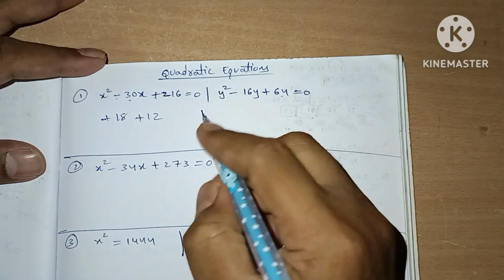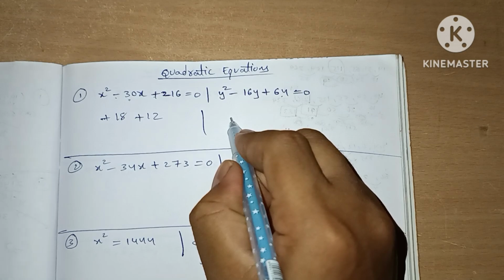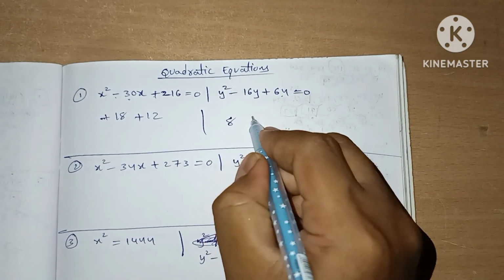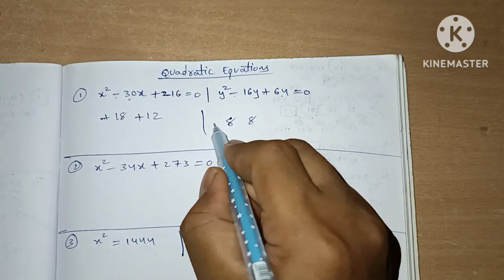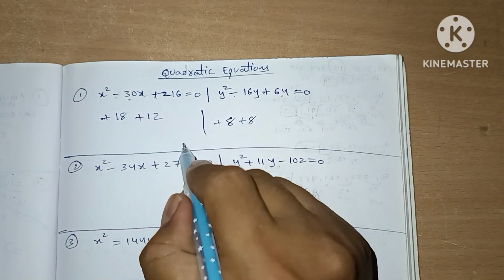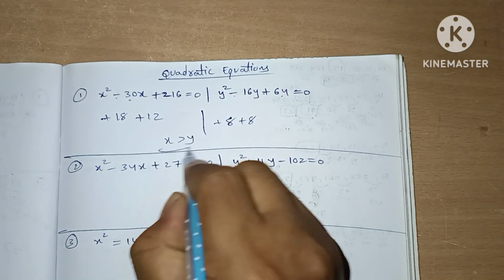Here 64. 8 times is 64. Minus and plus means the roots are positive. Now by comparing these two, it is clear that x is greater than y.